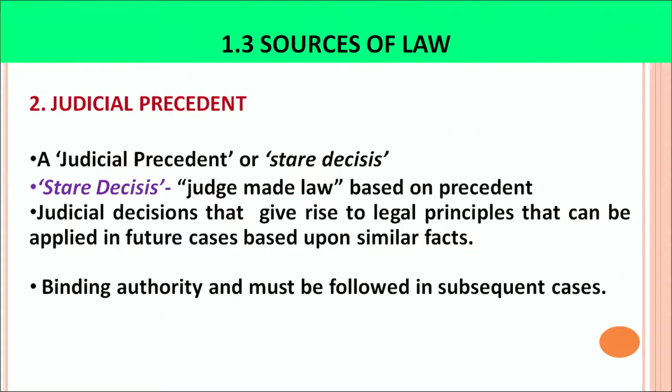The second important source of law is judicial precedents, which are also known as stare decisis. It means that the law is judge-made, that is, based on precedents. There are judicial decisions which are pronounced, and these decisions give rise to a legal principle that can be applied in future cases based upon similar facts. So once a judicial precedent is given and another judge is faced with a similar set of facts, there is no further probing needed. Directly the judicial precedent can be picked up and applied to these similar facts.